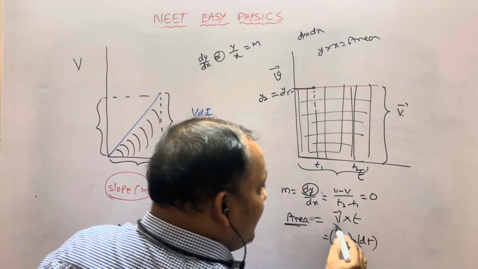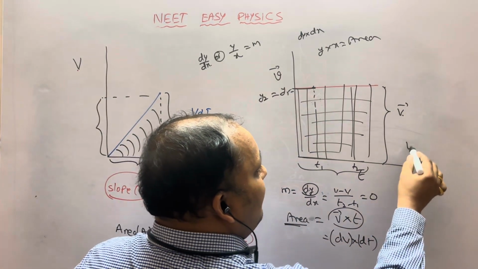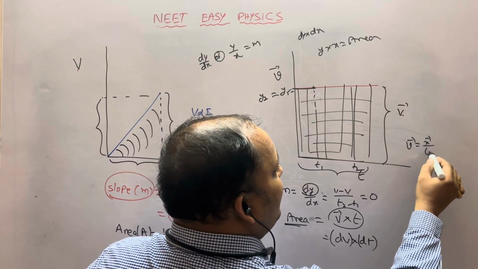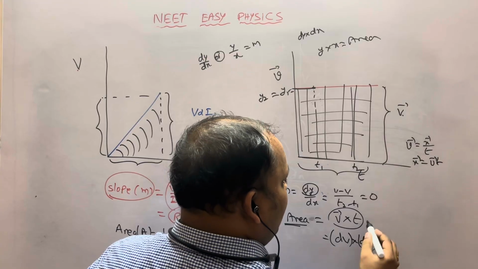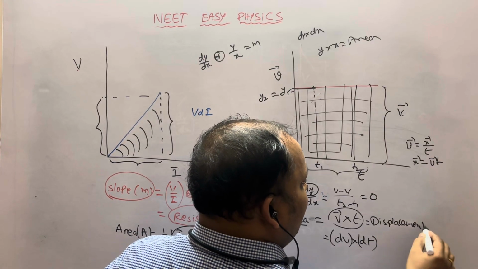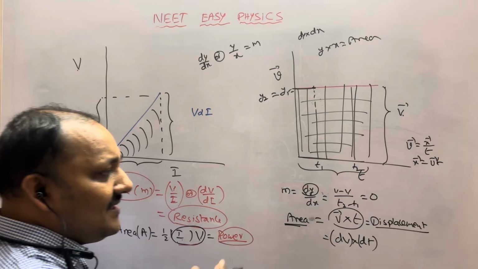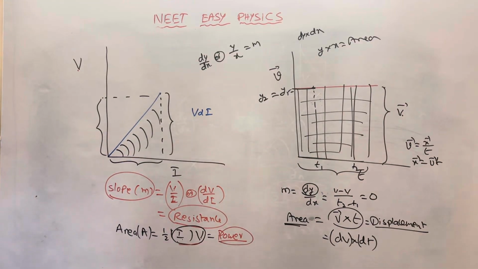Now what does velocity into time give? Velocity is equal to, we came to know, displacement by time. So displacement is velocity into time. Therefore it is going to give displacement. Again, whenever we discuss our problems and lessons, all this information we are going to get in upcoming lessons.